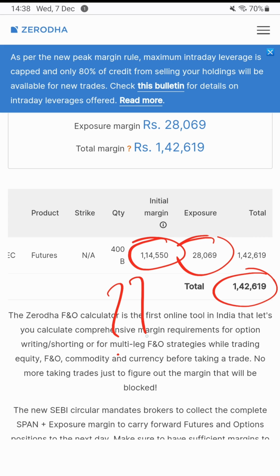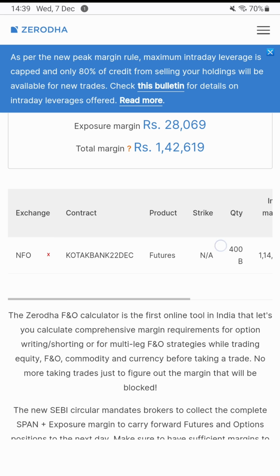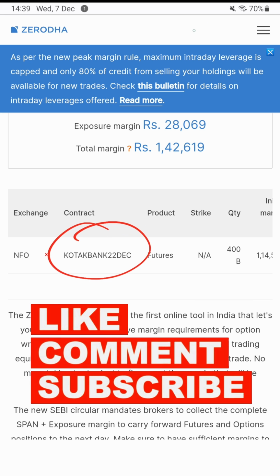What would have been your trade size had you not taken the margin in this case? Calculate for Kotak Bank on today's date and tell me in comments.